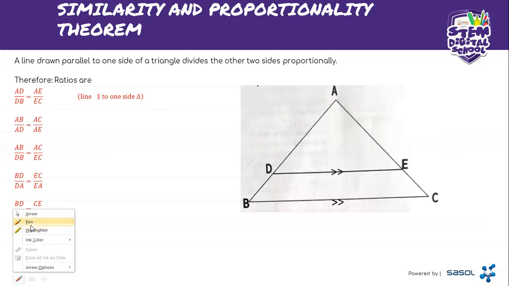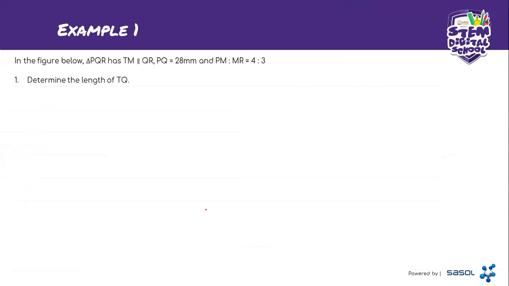All right, now let's proceed. Now let's get example 1.